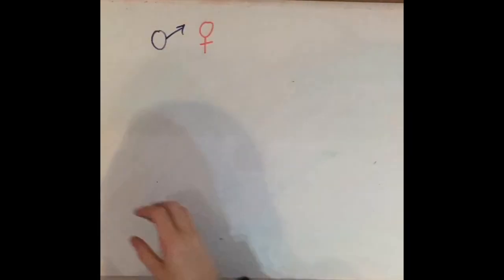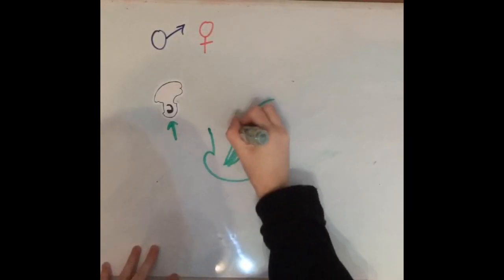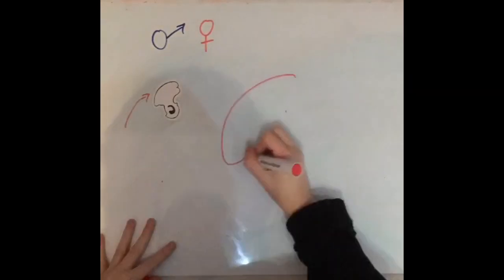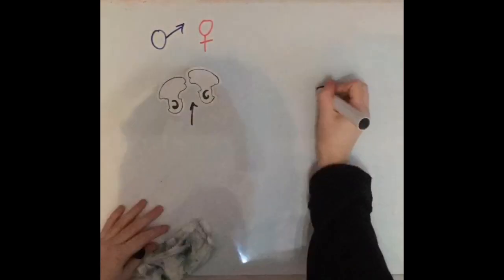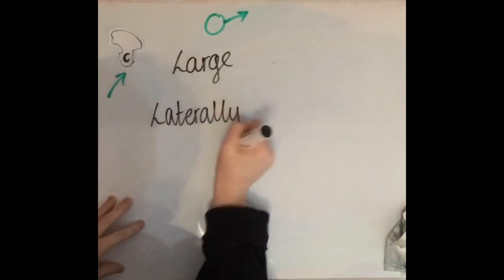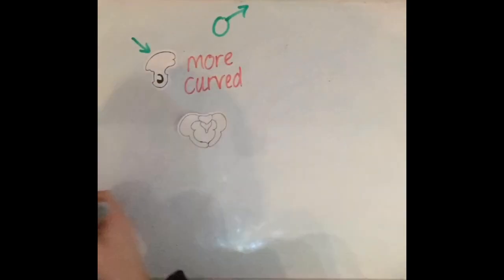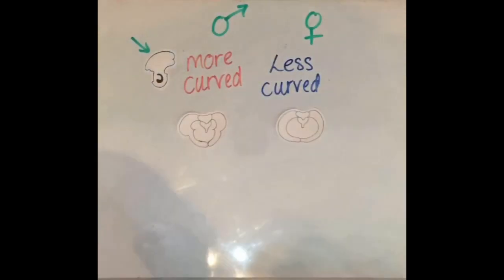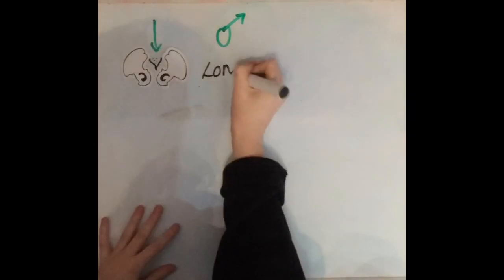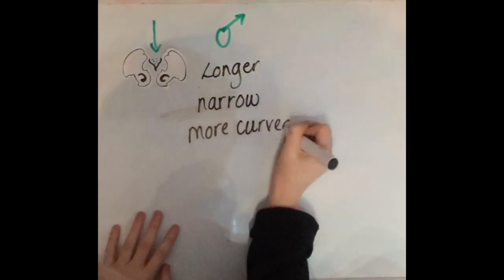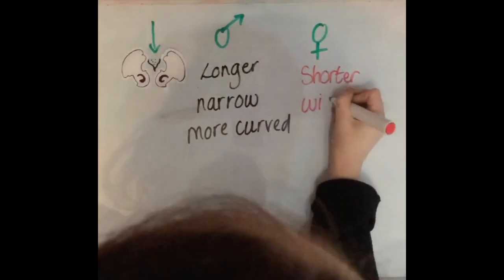Some other pelvic differences between sexes can be seen in the acetabulum, iliac crest, and sacrum. The acetabulum is large and lateral in males, whereas in females it is small and anterolateral. The iliac crest in males is more curved, whereas in females it is less curved. The sacrum in males is longer, narrower, and more curved, whereas in females it is shorter, wider, and less curved.